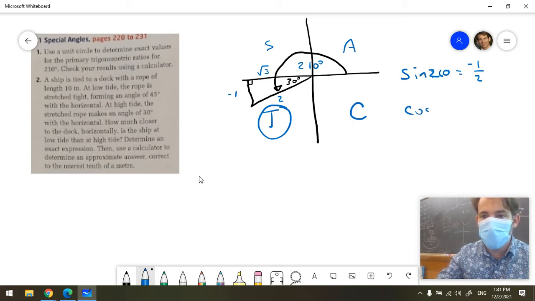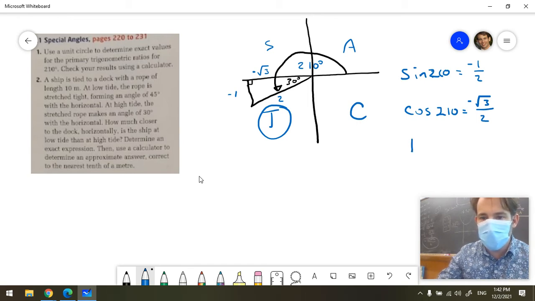Cosine 210 is equal to the adjacent over the hypotenuse, so root 3 over 2. But this root 3, it's also negative because that's negative in the x-axis. So that's a negative value as well.